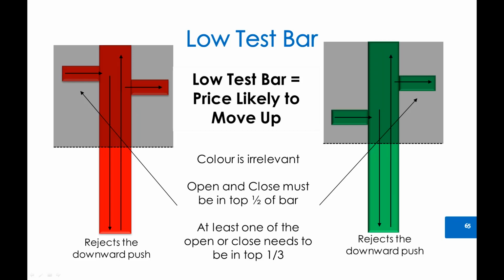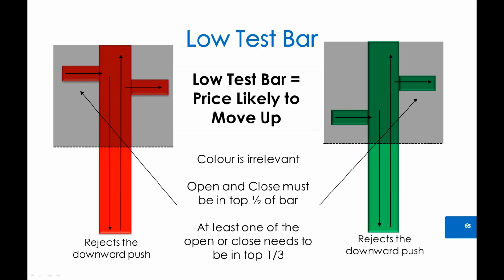So on the left hand side here you can see where the price opened, the market had more downward pressure. The price was rejected by the market, so the market rejected the downward push and pushed the price up to almost pretty much where it opened and slightly lower than where it opened, which is why the bar is red. You can see here that the red and the green bar look pretty similar. The color is actually irrelevant, but the open and the close must be in the top half of the bar, and this is the strongest type of low test bar, and at least one of the open or close needs to be in the top third.